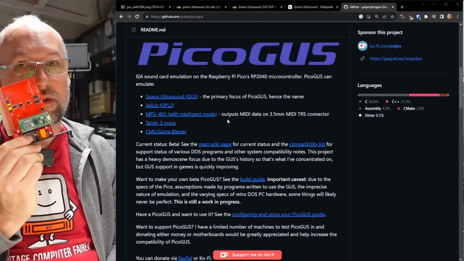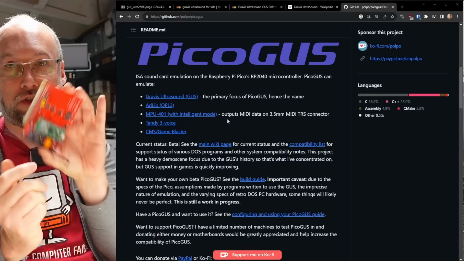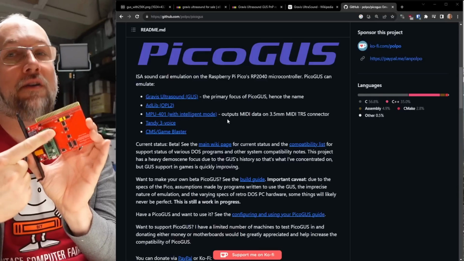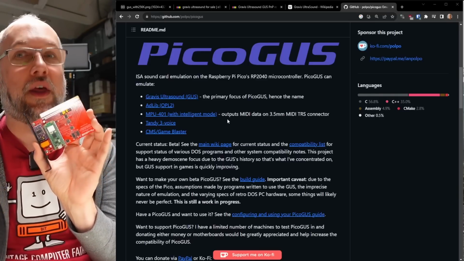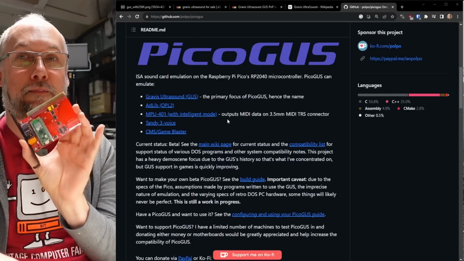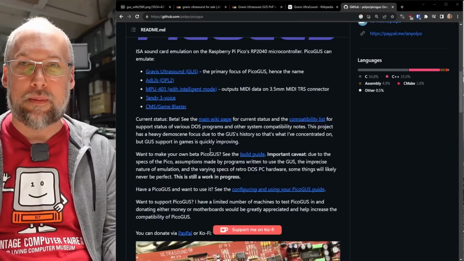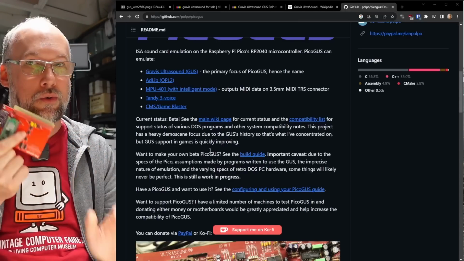I was also told that Sound Blaster 1.0 compatibility should be coming to this card, although there's currently no timeline, but I think there's some proof of concept work that's already been done to show that it can work inside the Raspberry Pi Pico. We have a whole community of really smart people out there, and it would be amazing if people started porting other sound cards to this product.